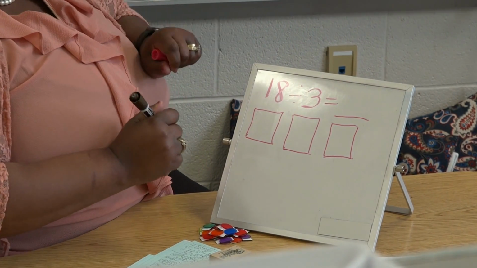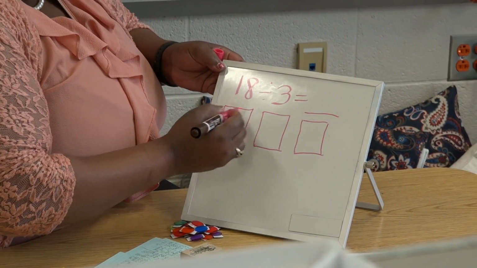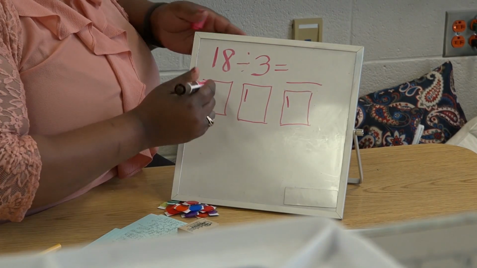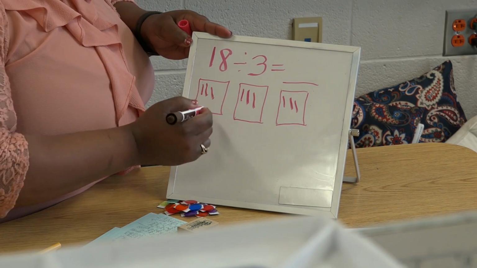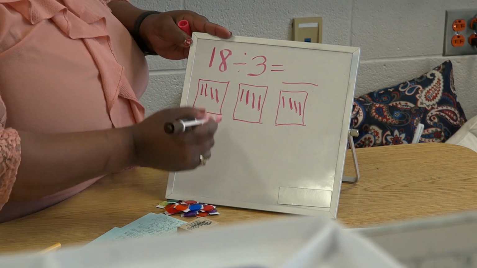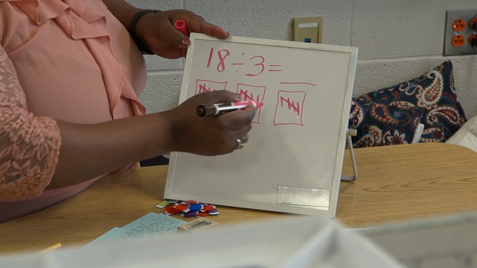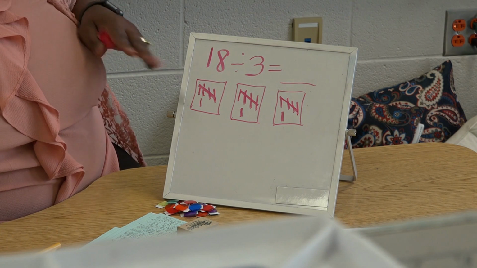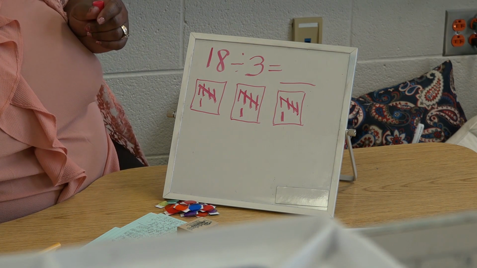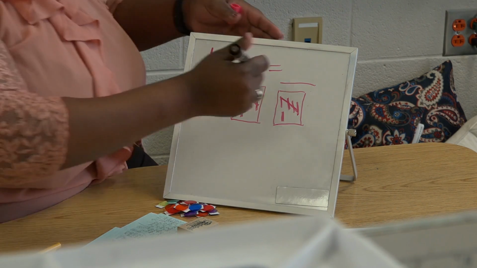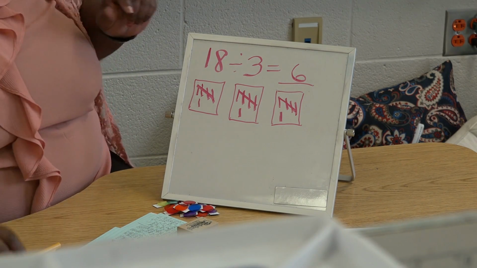All right, let's start splitting up these 18 bracelets to see how many she has in each group. 1, 2, 3, 4, 5, 6, 7, 8, 9, 10, 11, 12, 13, 14, 15, 16, 17, 18. So from using this model, how many does she have? How many does she have in each group? And I hope you are saying 6. I definitely agree. She will have 6 in each group. All right, let's keep it going.